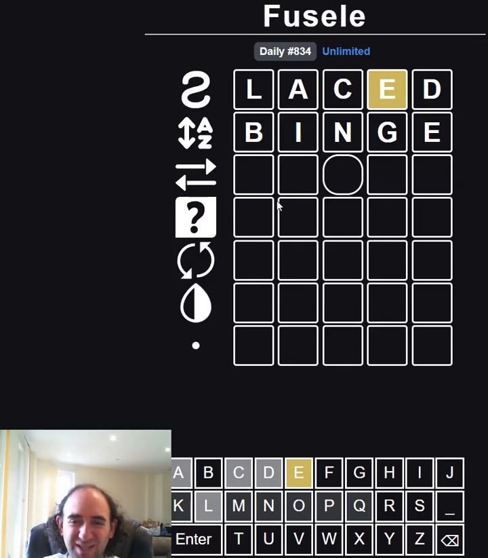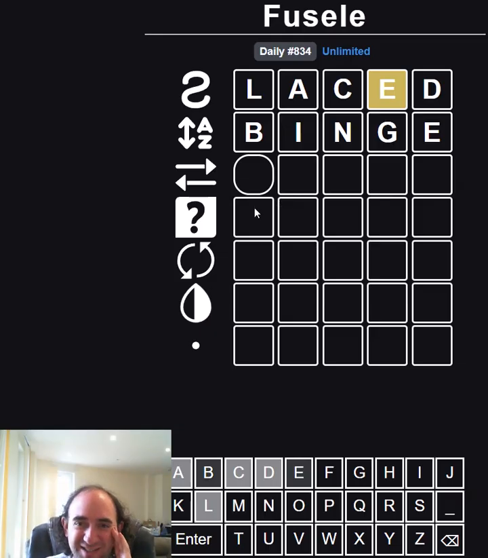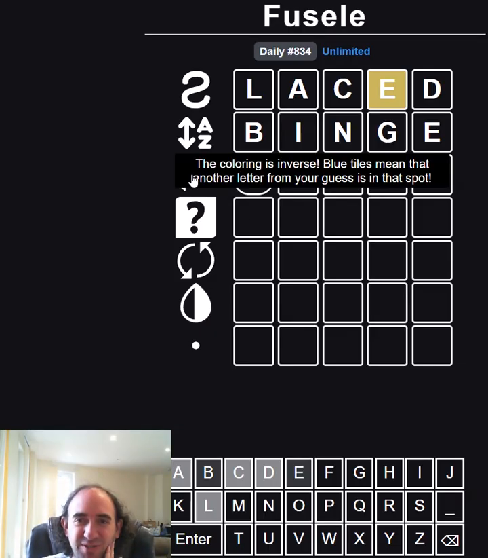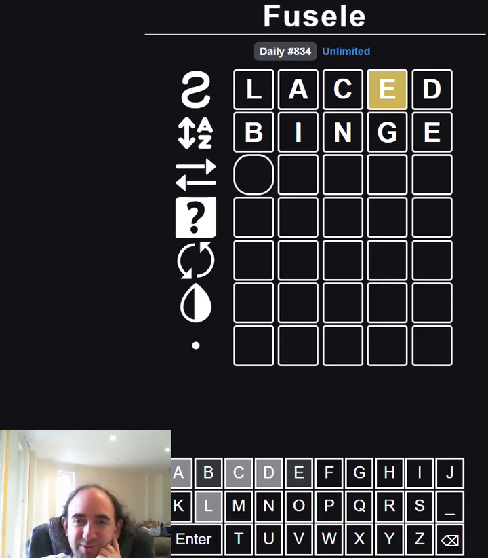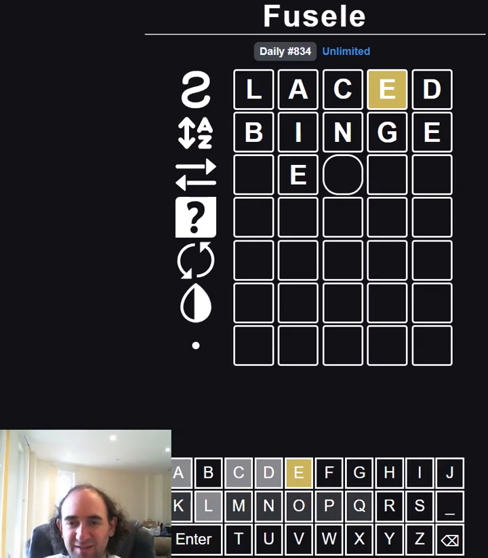We've ruled out a few letters, but each position has had different letters ruled out of it, so this is going to mess with my head, I think. The colouring is in that. Blue tiles mean that another letter from your guess is in that spot. Okay. So that could be lots of things. Let's put the E there. Do I want to put the E here as well? Not really.